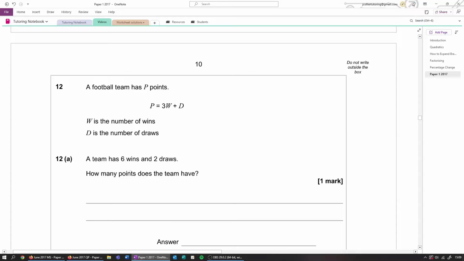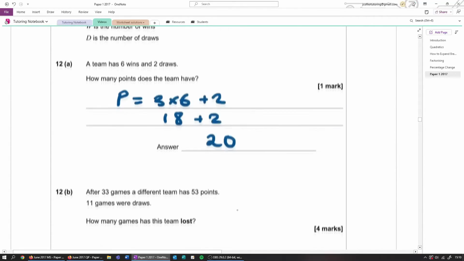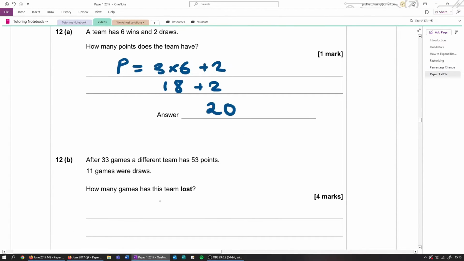Okay, so a team has 6 wins and 2 draws. So how many points do they have? Well, P would be equal to 3 times 6, that's the 3 wins, plus the 2 for the number of draws. Now this is 18, 3 times 6, plus 2, which is 20. Okay? So, now after 33 games, a different team has 53 points.